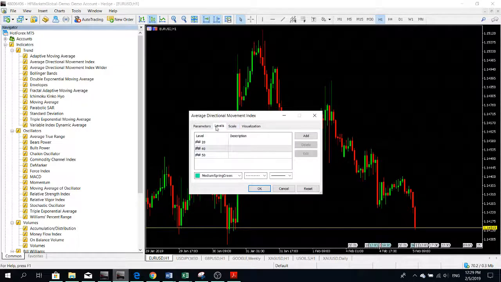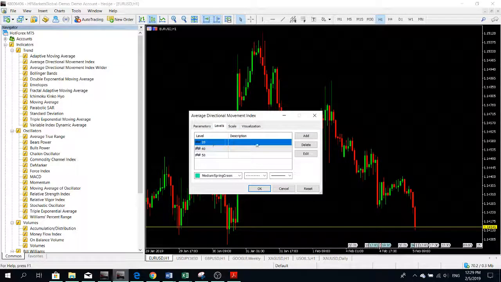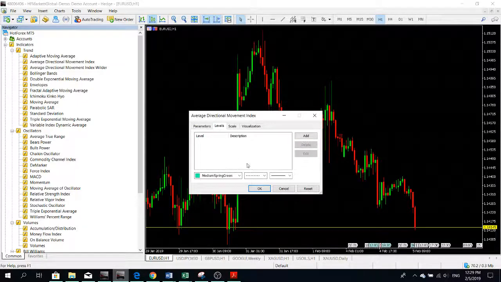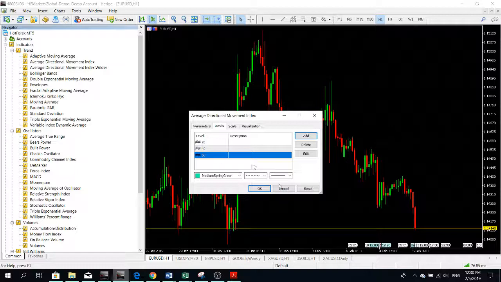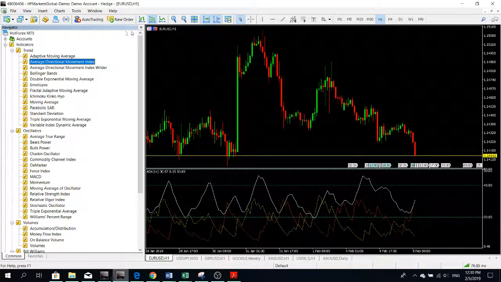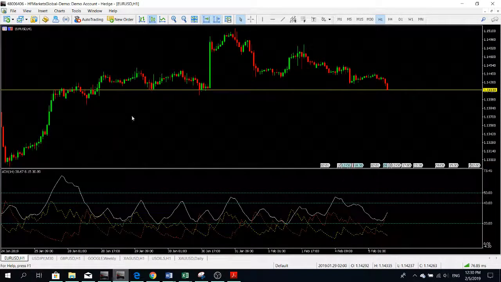For the levels, please add these three levels here. Let me delete these levels first. You can add three levels at 20, 40, and 50. I will explain why we need these levels and how they help you. Okay, so let's move on to the chart.